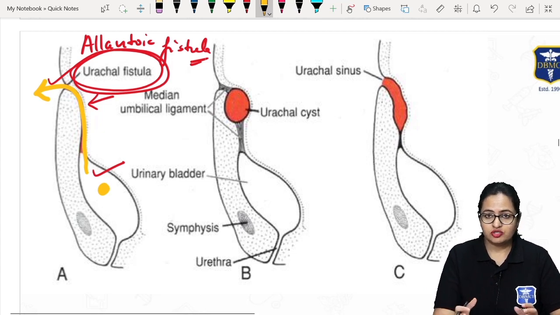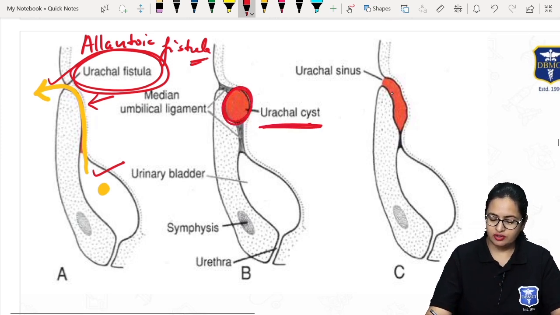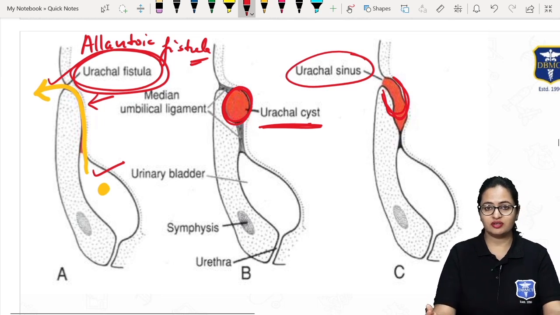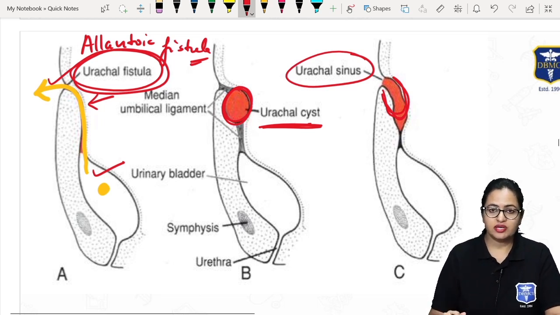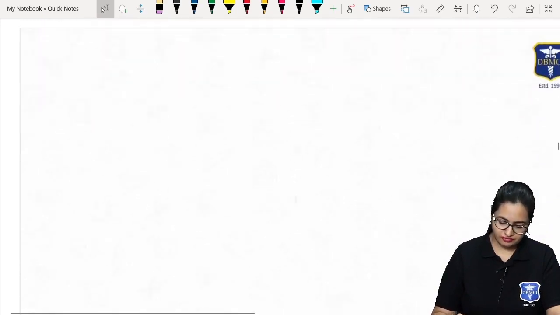Apart from this allantoic fistula, if some portion of the allantois is patent, it leads to the formation of a cyst known as urachal cyst. If on the umbilical side some portion is patent, it leads to the formation of urachal sinus. These are the other congenital anomalies which can be associated with the allantois. So here the answer is allantoic fistula.